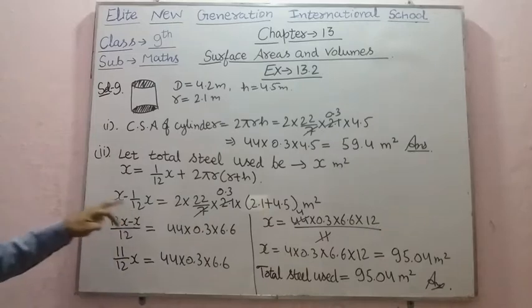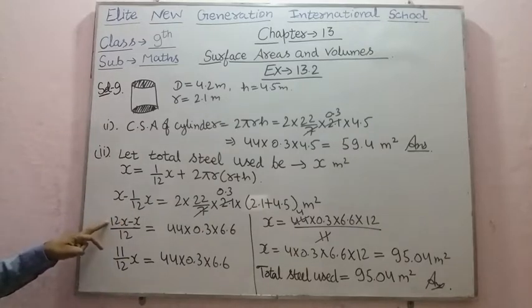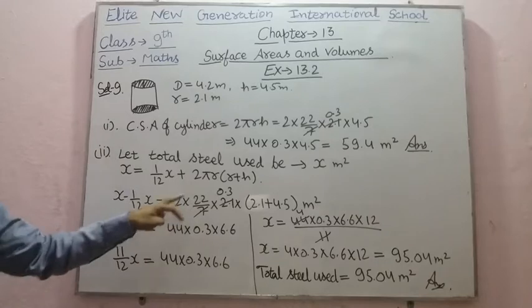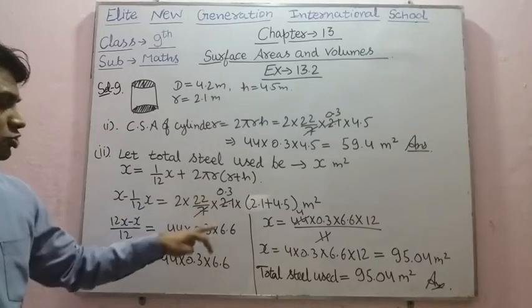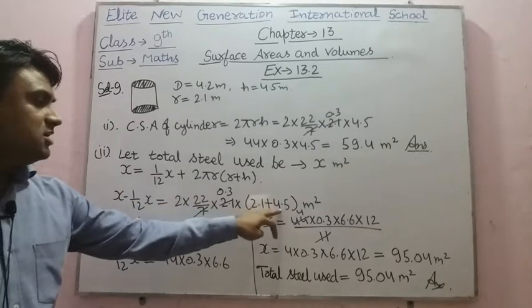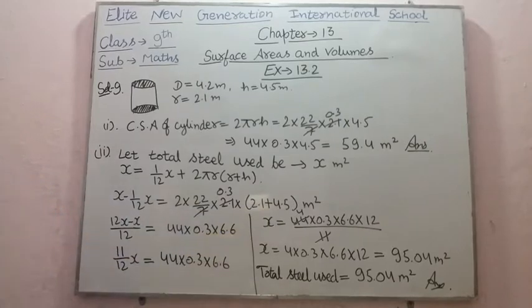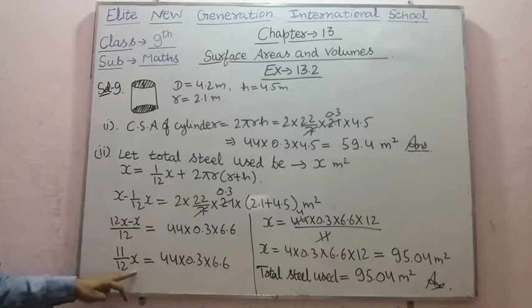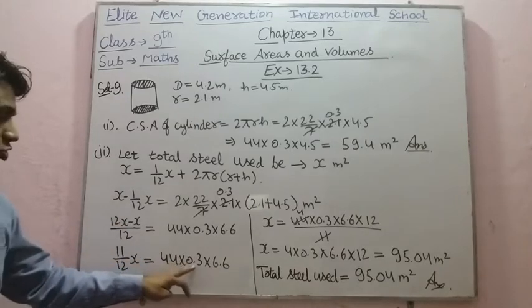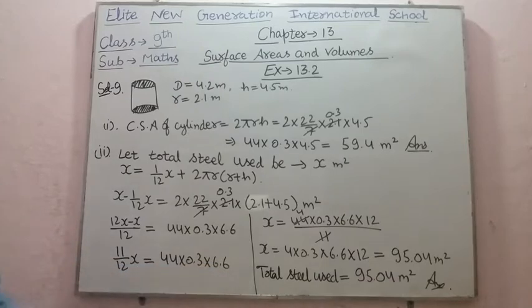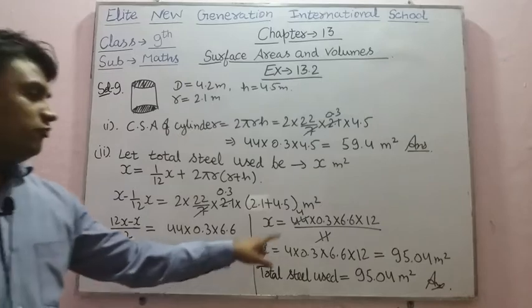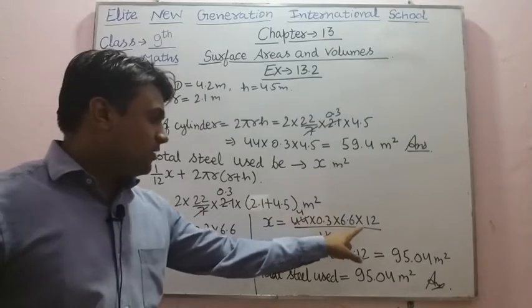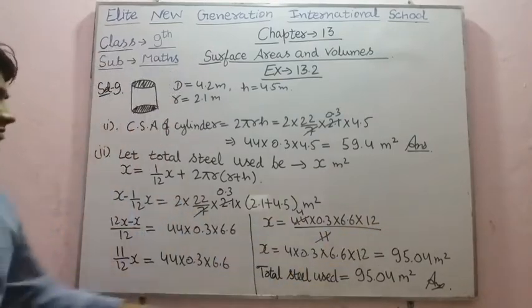By taking the LCM, it will be (12x minus x) upon 12. So 2 into 22 will be 44, into 0.3, and 2.1 plus 4.5 will be 6.6. Now here it will be 11 upon 12, since 12 minus 1 is 11, so 11/12 x equals 44 into 0.3 into 6.6. Now to find the value of x, the 12 will multiply with them, so 44 into 0.3 into 6.6 into 12, and the 11 will divide.